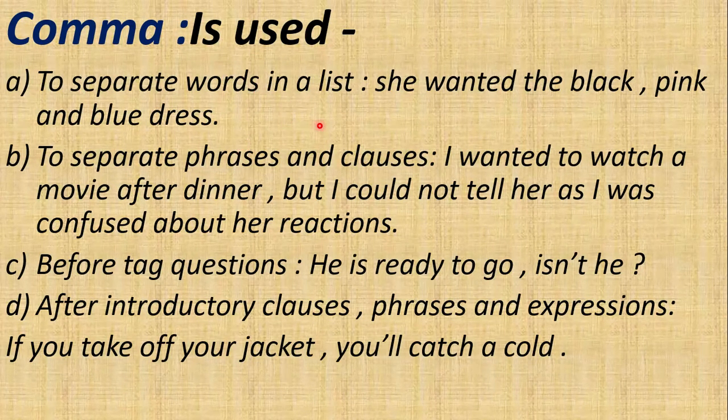She wanted the black, pink and blue dress. এখানে আমরা ব্ল্যাক এবং পিঙ্ক দুটো নাউন পরপর ব্যবহার করেছি, তারপর এন্ড এর পরে আবার ব্লু আরেকটা নাউন ব্যবহার করেছে। সেই জন্য আমরা ব্ল্যাক প্রথম নাউনটা লিখি কমা, দ্বিতীয় নাউনটা লিখি কমা, আমরা আরো একটা নাউন যদি লিখি তারপরে কমা দিয়ে তারপরে এন্ড, সবশেষে এন্ড ব্যবহার করে ফুল স্টপ দিয়ে সেন্টেন্সটাকে শেষ করি। Number 2, to separate phrases and clauses.